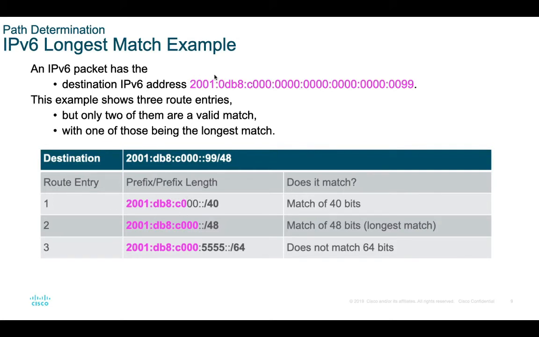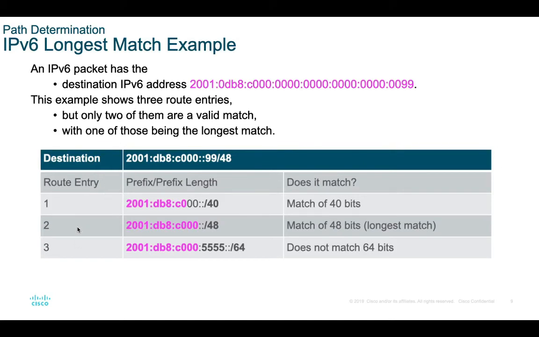So did we have a match here? We have a match with this. Okay, we have 2001:db8:C0, but we only match the first 40 bits. Did we have any greater match, which means any longer match? If we take a look at entry number 2, 2001:db8:C000::/48, here you have 48 bits that you can match. So our IP address matches with this entry.